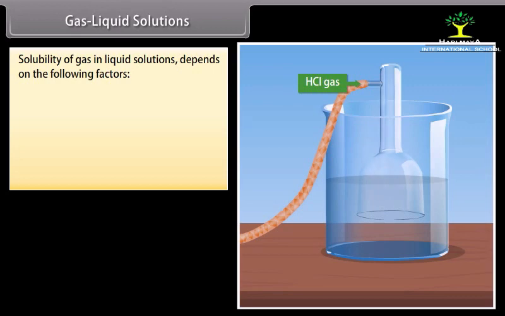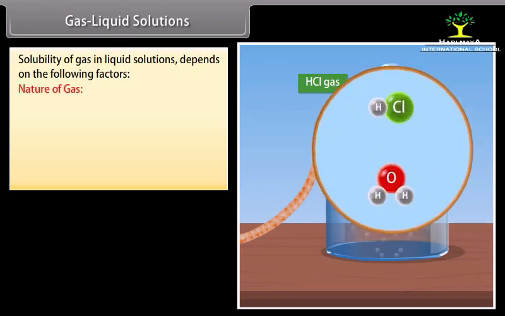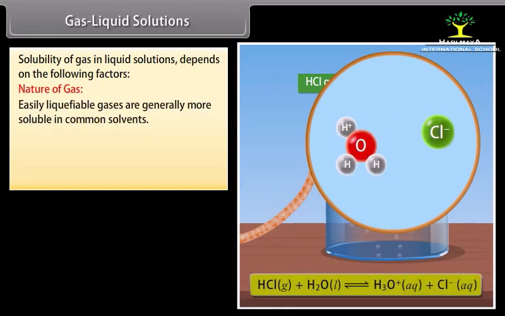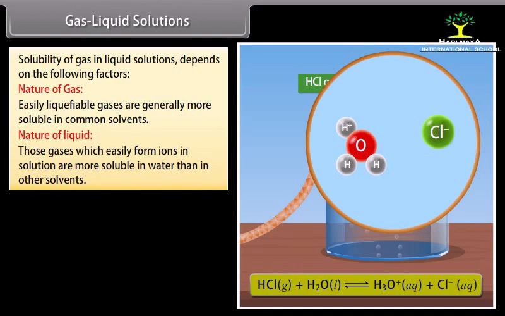Gas-liquid solutions. Gases are generally soluble in water and in other solvents to a limited extent. Solubility of gas in liquid solutions depends on the following factors. Nature of gas: easily liquefiable gases are generally more soluble in common solvents. Nature of liquid: those gases which easily form ions in solution are more soluble in water than in other solvents.